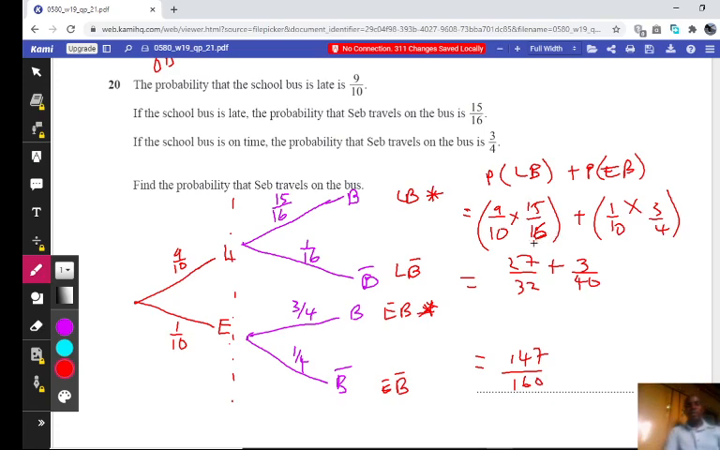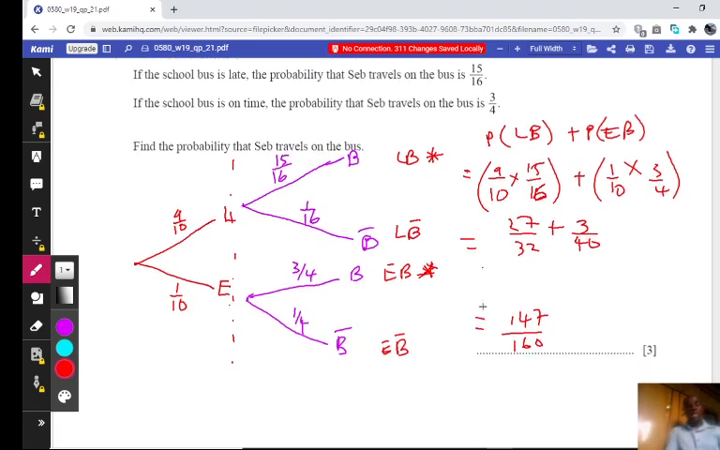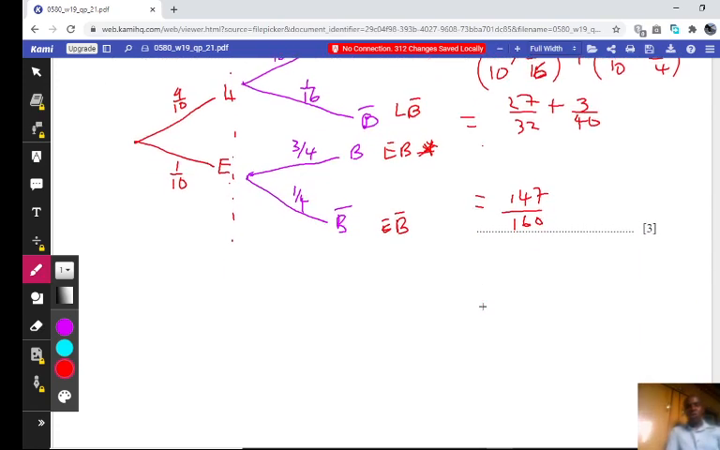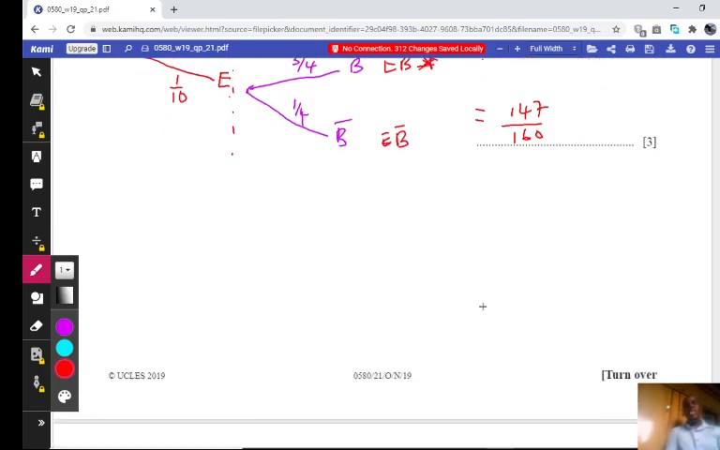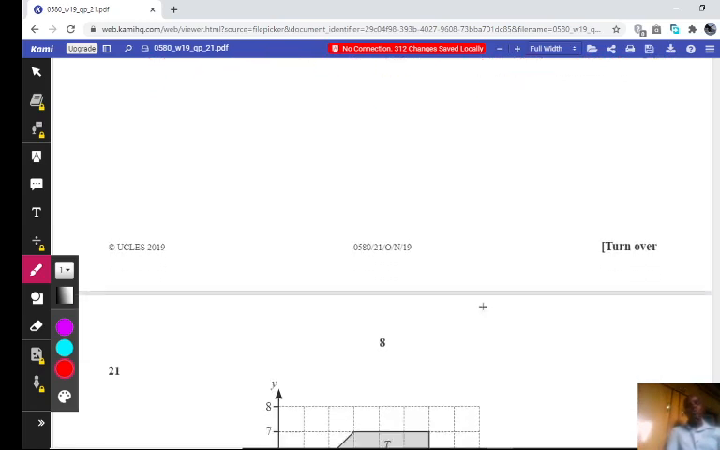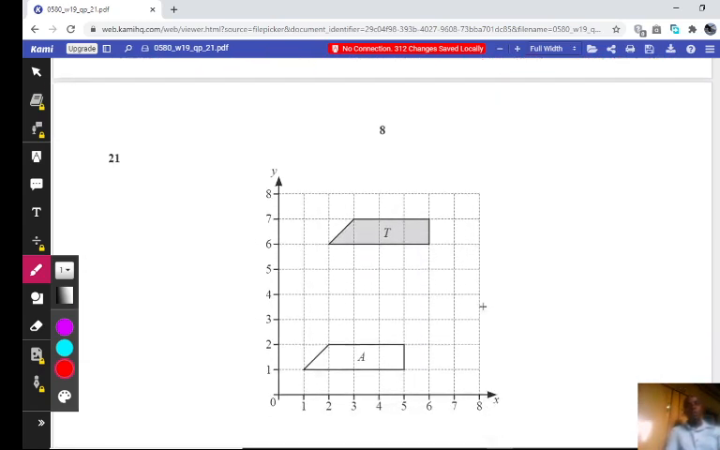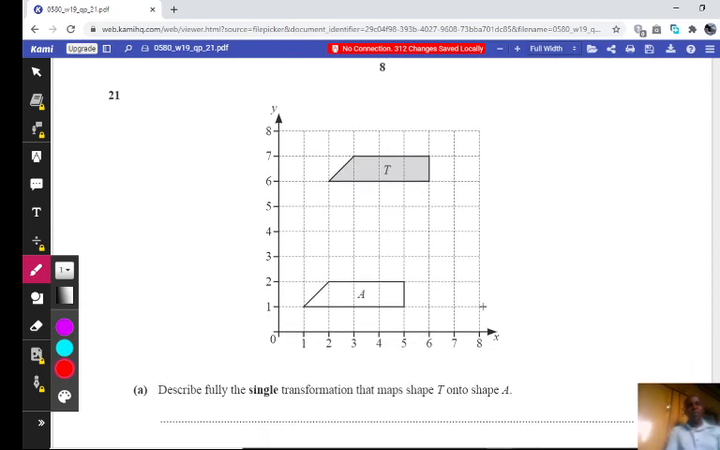Please take note, probability will never be more than 1 or less than 0. It's usually expressed as a fraction, as a decimal, or as a percentage. Those are the three ways of expressing probability, right?